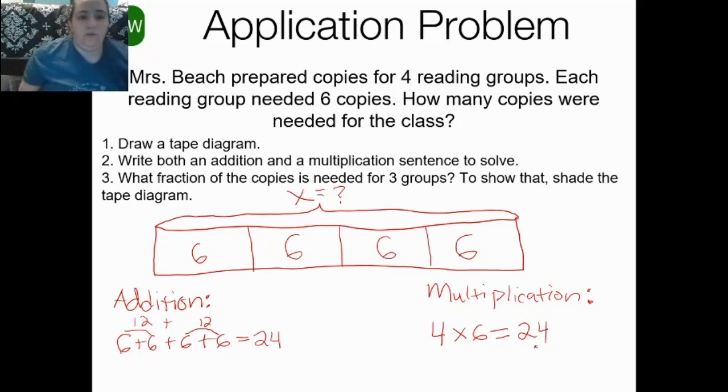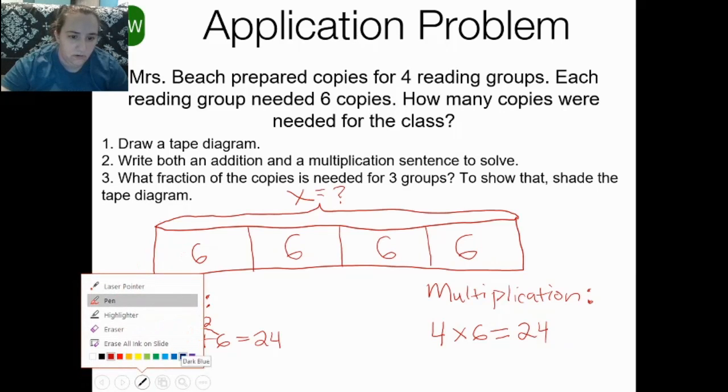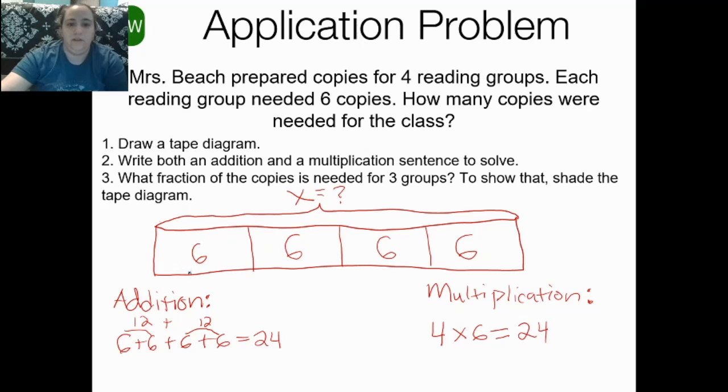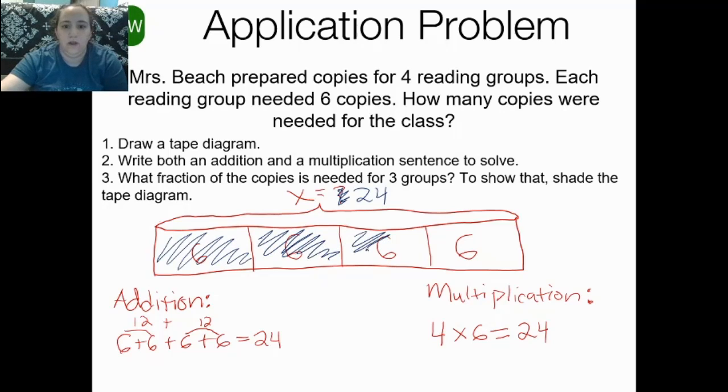So now we've written our addition sentence and we've written our multiplication sentence, but now we have a question that says what fraction of the copies is needed for 3 groups? To show that, shade the tape diagram. So what we're going to do is we need to figure out what fraction of the copies is needed for 3 groups. Also, I'm going to go ahead and erase this, and we know that this is 24 now. So, we need to shade in 3 groups. So that's 1 group, 2 groups, 3 groups.